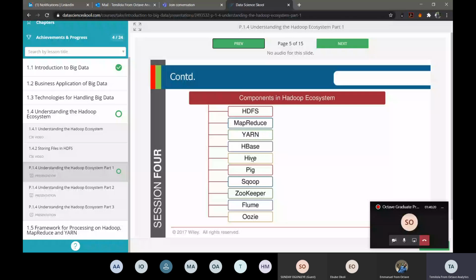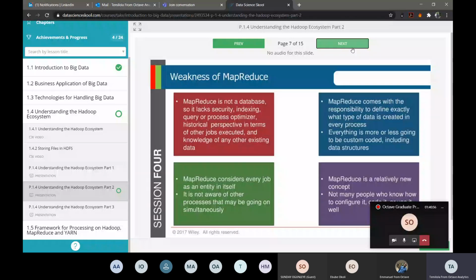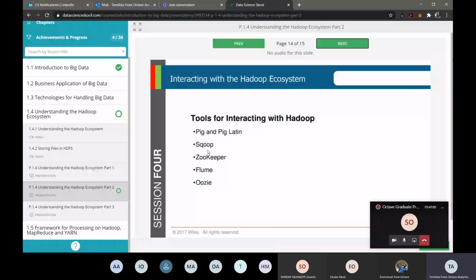Okay, I'm going to take it back. So you can see from here, tools for interacting with Hadoop. You have Pig and Pig Latin. You have Sqoop. You have Zookeeper. You have Flume. You have Oozie. I already told us how Sqoop was formed.